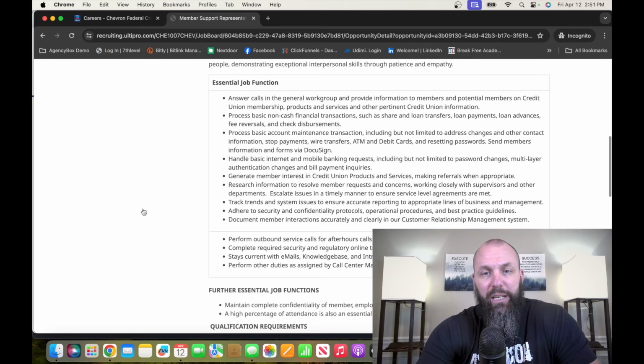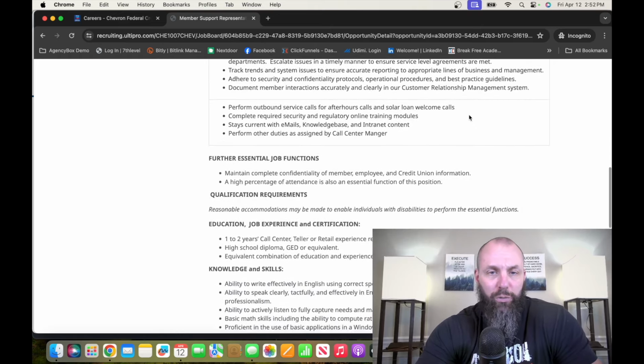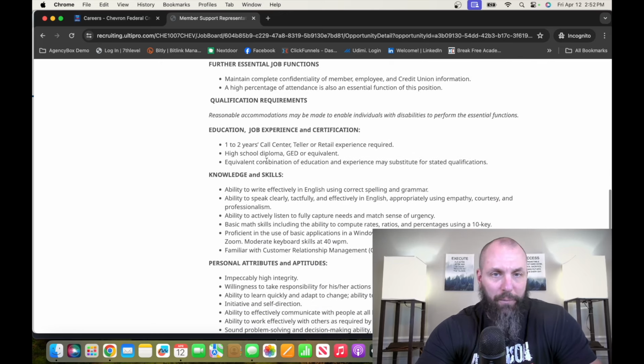Federal credit unions are basically banks, but they have members. You have to have certain qualifications to be members, and they give a lot of perks and things. So what you're going to be doing is answering calls in the general work group and providing information to members and potential members on credit union memberships, products, services, and other pertinent credit union information. You're going to deal with all the loans, anything that they need help with. You're a customer service for a bank.